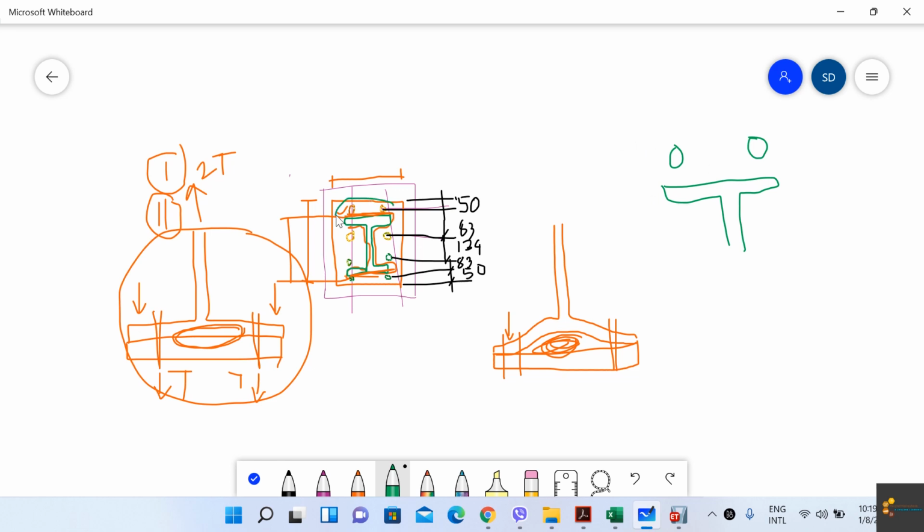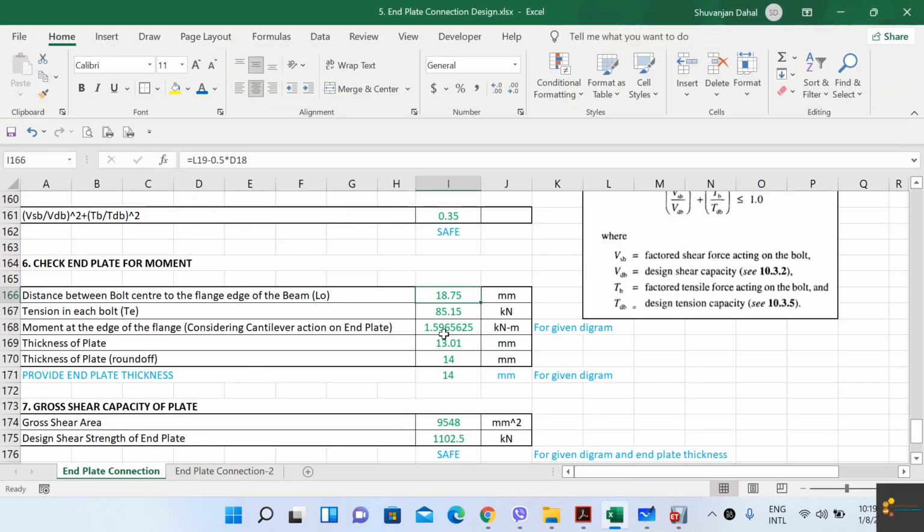I have just drawn this part here. I have magnified this part here. Then the distance from the center of this bolt to the edge of our flange, that means this edge. We know that the distance between the center of this flange and the center of this bolt is 25 mm. So if you do 25 mm minus 2 times the thickness of the edge, you get this distance from bolt center to the flanges, which is 18.75 mm.